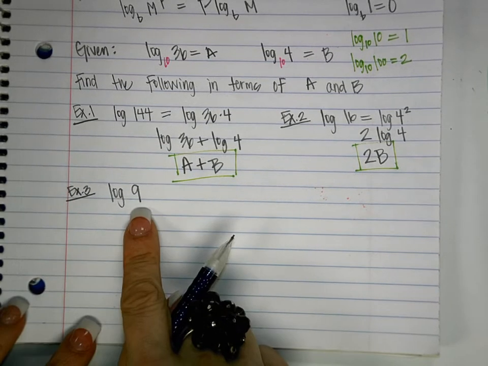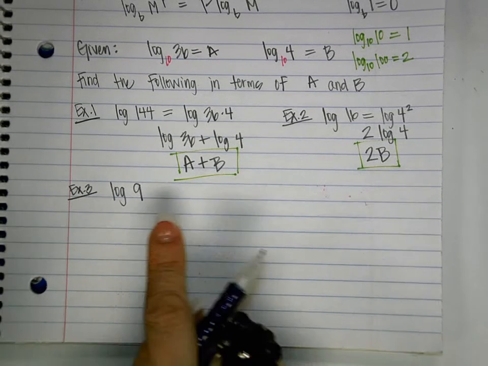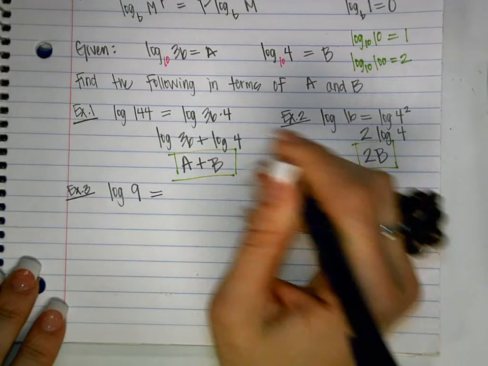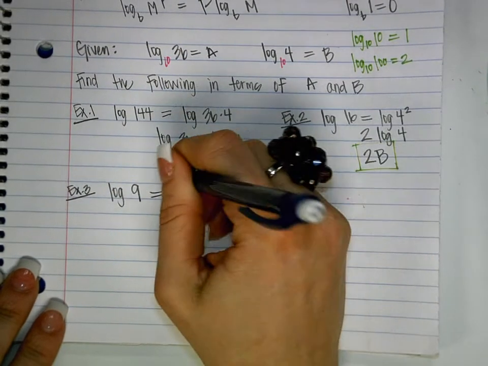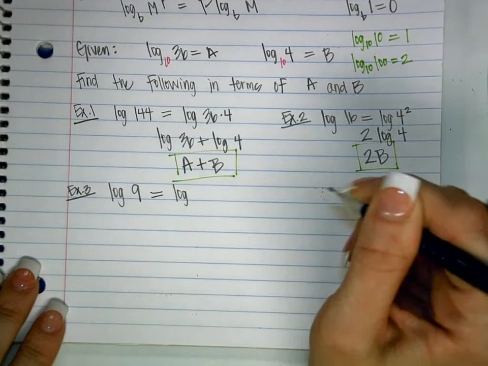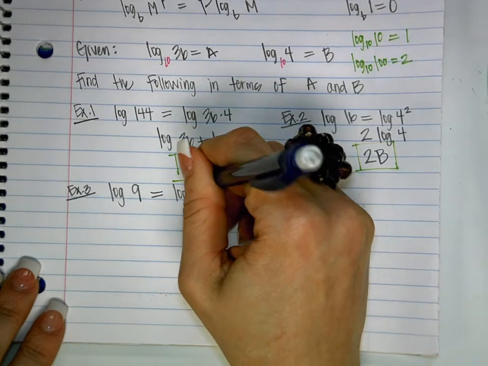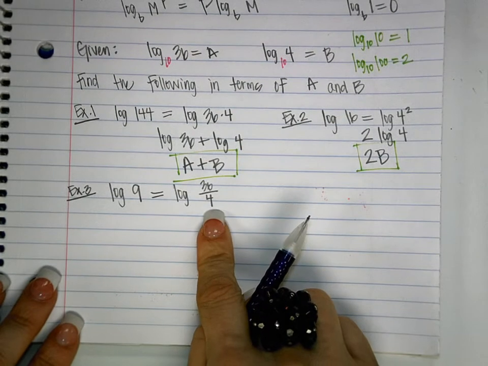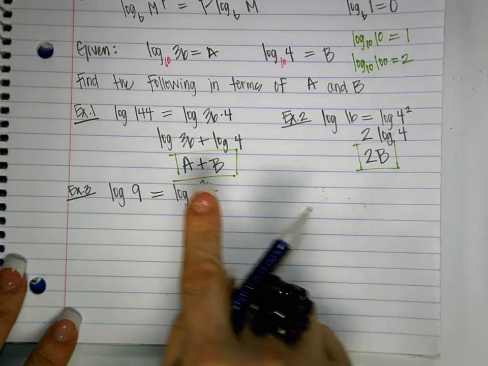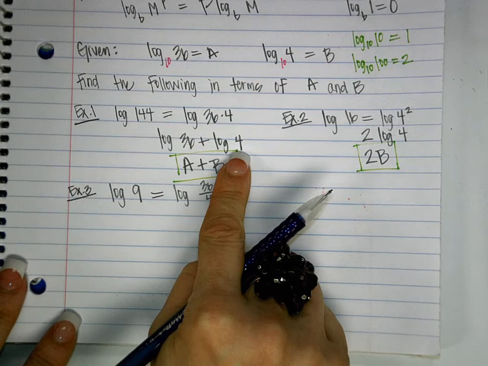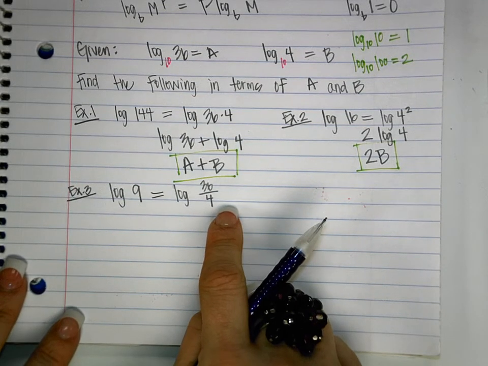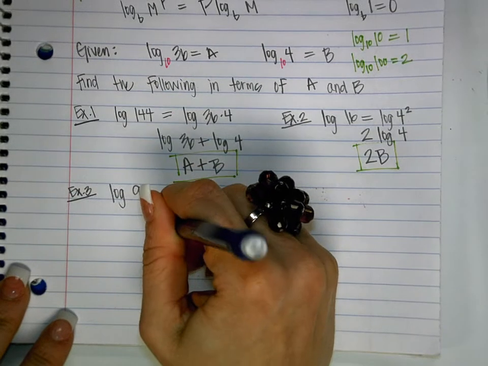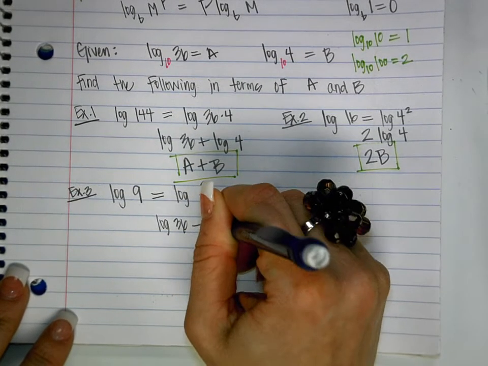Okay, log 9. How can I make a 9 out of 36 and 4? How can I get 9 if I have 36 and 4? 36 divided by 4. So yes, this is a quotient rule. Now, you cannot substitute into these until you have the log 36 or the log 4 by itself. You cannot substitute in here and put A over B. That does not work, because it's not A or B. So this is log 36 minus log 4.